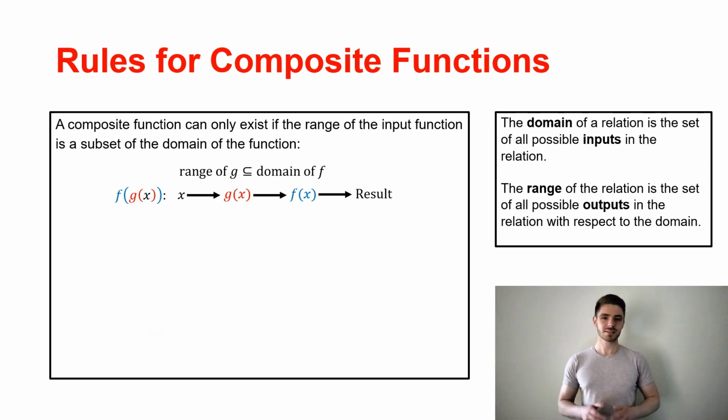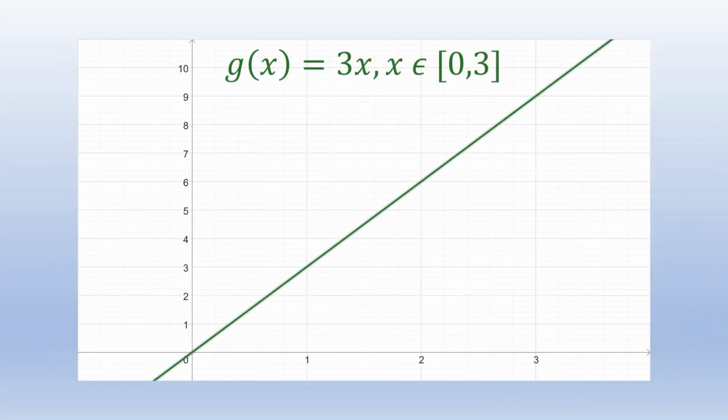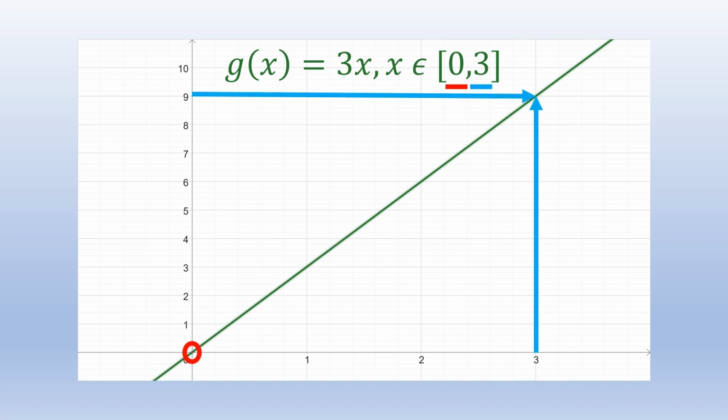To illustrate this, let's use the functions from before, but this time we're going to restrict the domains. g of x is a strictly increasing function. This means that as the input x gets larger, so does the output y. Hence, the range of g of x is found by substituting in the lower and upper bound of the domain, giving us a range of 0 to 9.